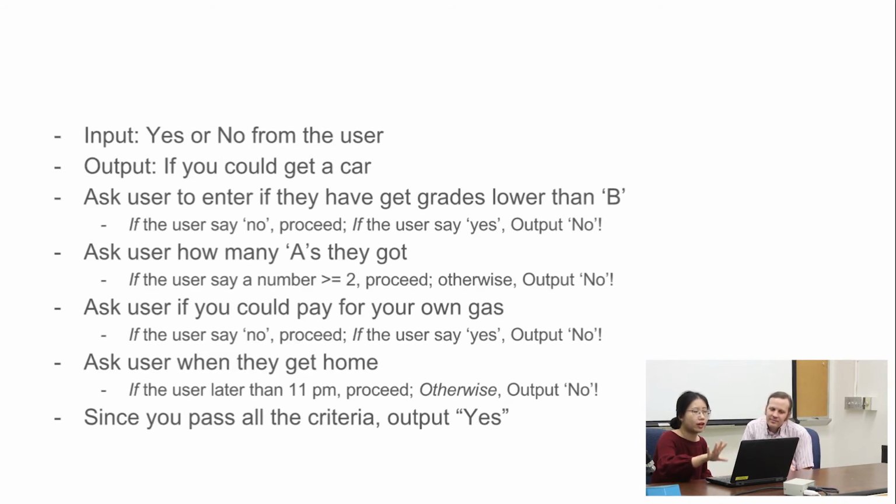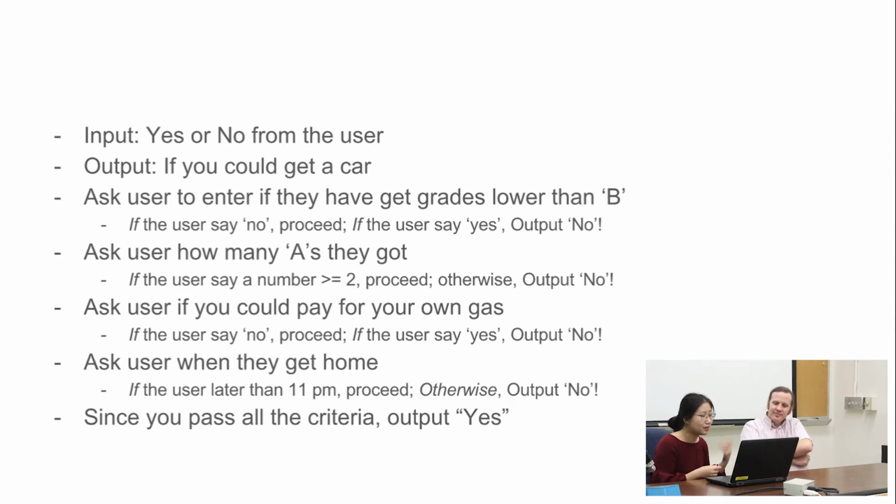Note that I write the algorithm in terms of bullet points. You can do it otherwise too. So the input will be yes or no from the user. You might get other input too. This is just an example. Output, if you could get a car, is also yes or no. So if I would write a program, I'm writing this way. I ask the user to enter if they got a grade lower than B. That would be just yes or no. If the user said no, then we can proceed to the next question. And if the user said yes, output no. You lost the car.